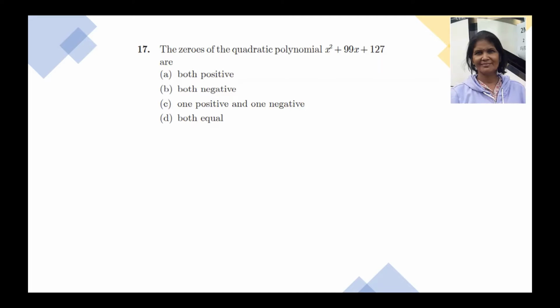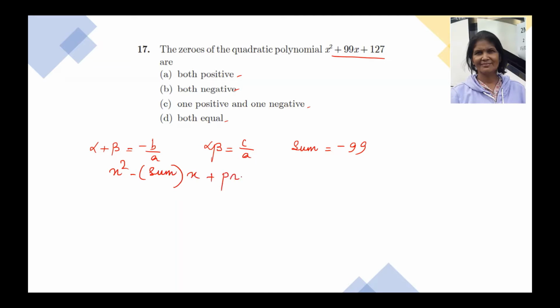Question number 17. The zeros of the quadratic polynomial x square plus 99x plus 127 are both positive, both negative, one positive and one negative, or both equal. We know the properties of the roots. If the two roots are alpha and beta, their sum is equal to minus b by a and their product is c by a. Here the sum of the roots is minus 99, because we write x square minus sum into x plus product. The sum is minus 99 and the product is 127, positive. The product is positive, the sum is negative.